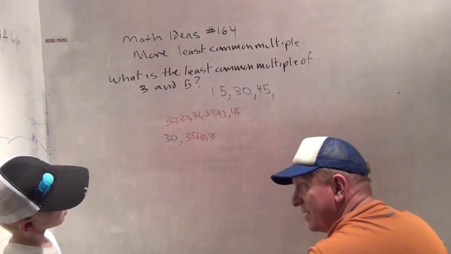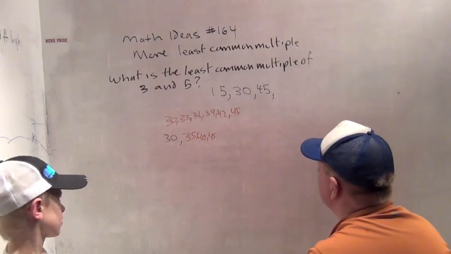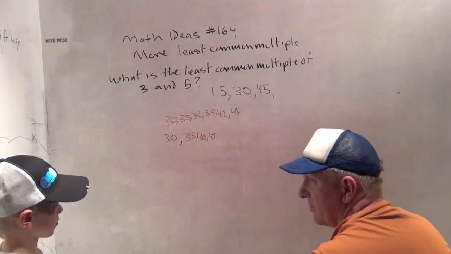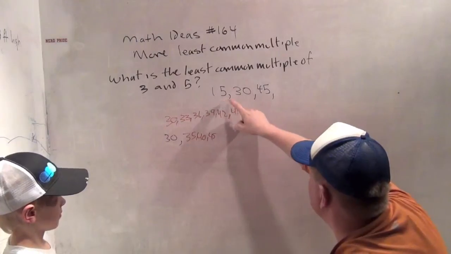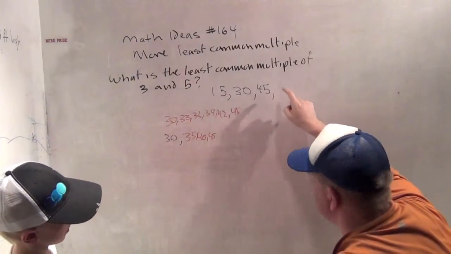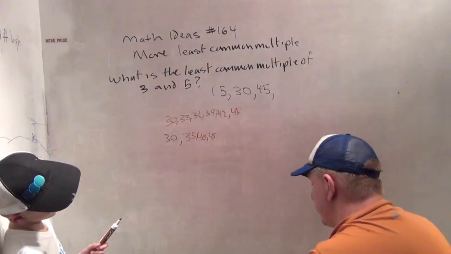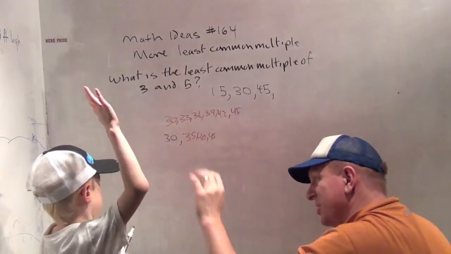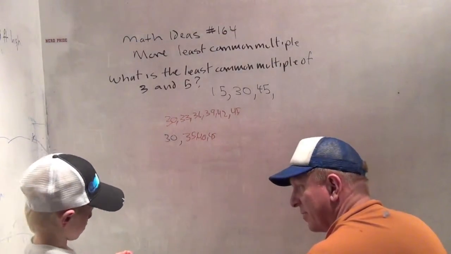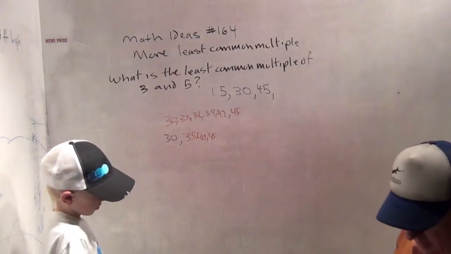That's pretty neat, isn't it? So if I asked you for all the numbers that are divisible by 3 and 5, you would say, oh, I know what it is. It's 15, 30, 45, 60. What comes next? 75. Good job, sweetie. That's a fun thing about least common multiples, isn't it?